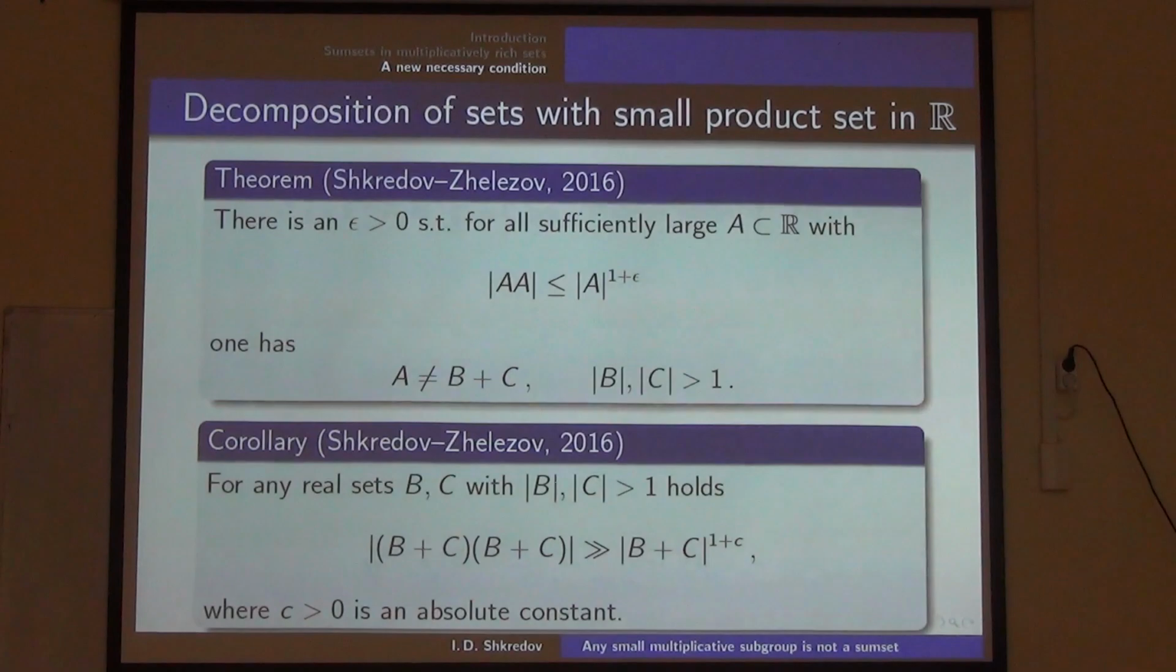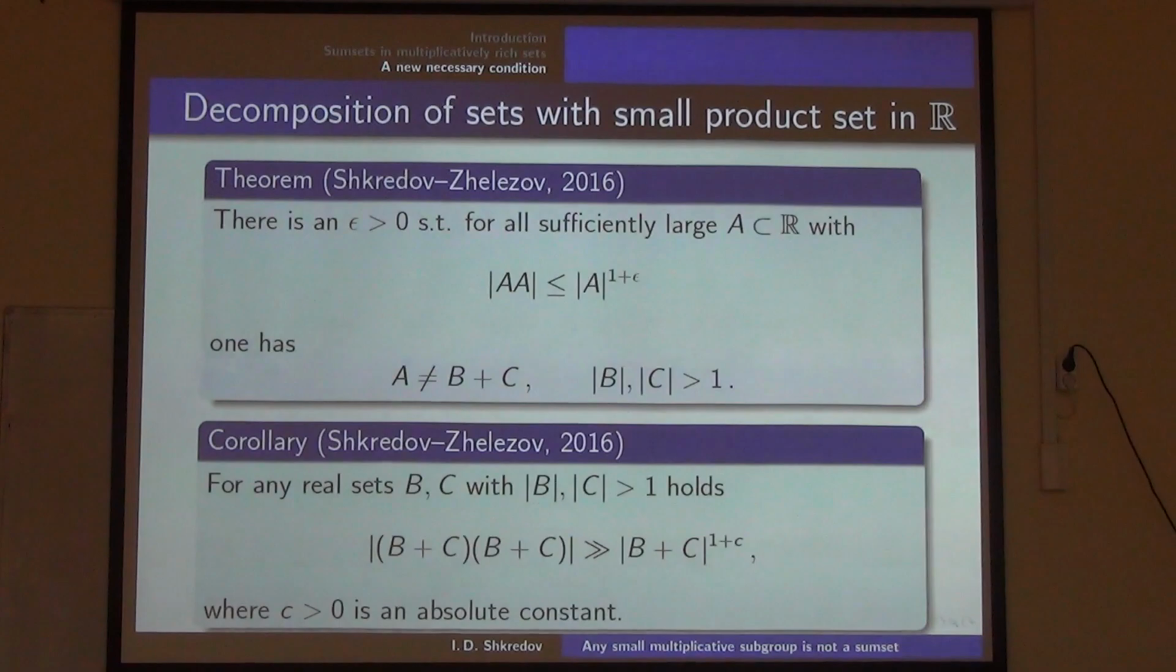Equivalently, we prove that if you multiply B plus C times B plus C, where B and C have size greater than 1, then that is greater than |B plus C| to the power 1 plus some constant.